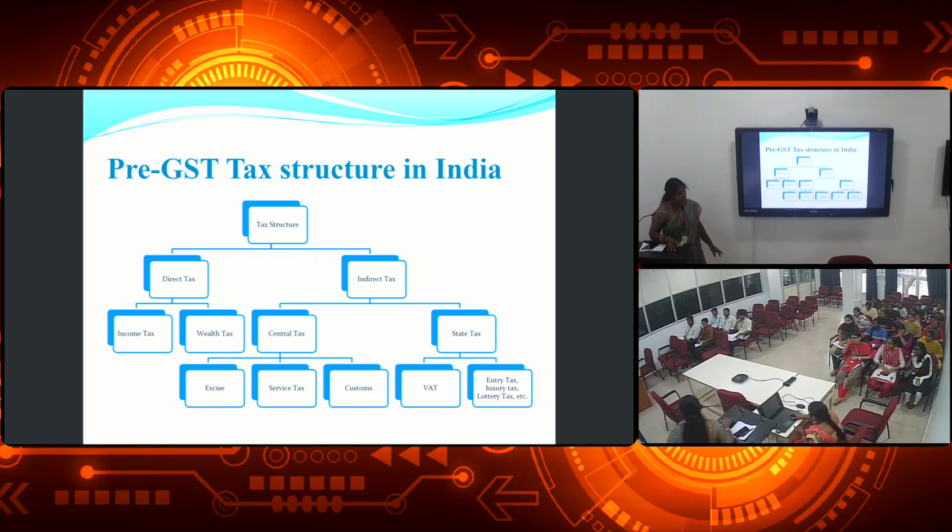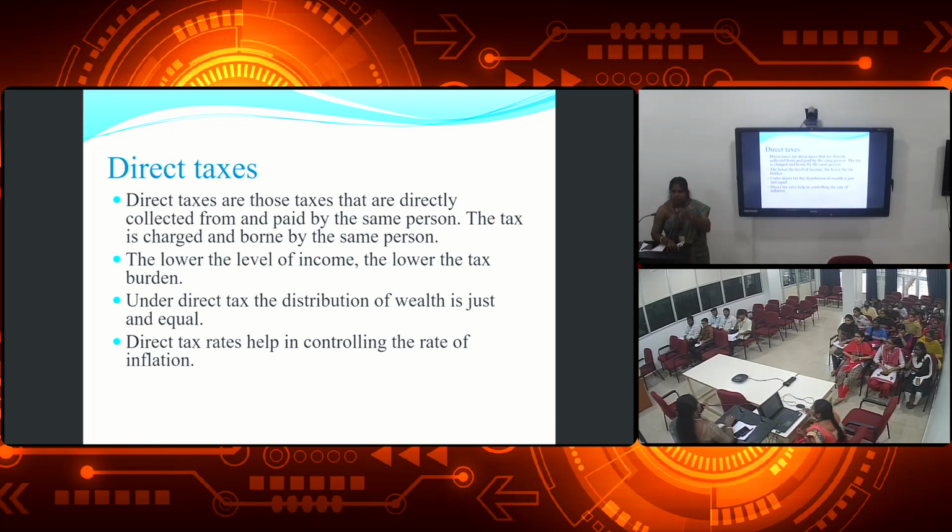Okay. Next. So what do people know about direct tax? Whether it will be collected directly or what? Directly it is collected from individuals. The tax is collected directly from the individual on the basis of income or wealth. Based on your income and your wealth, the government is going to impose different kinds of taxes.